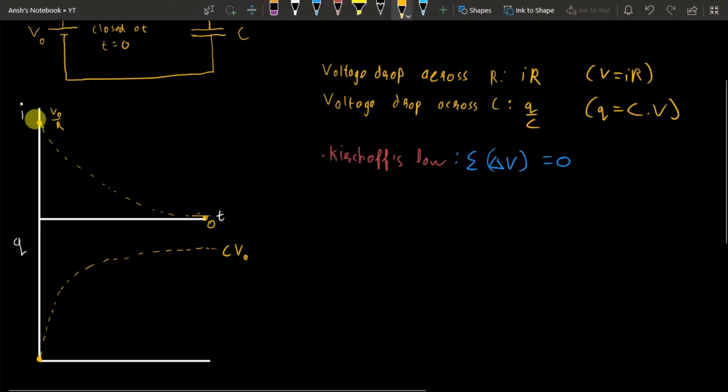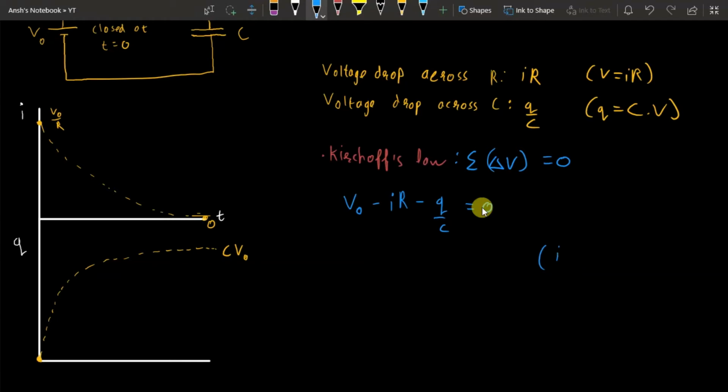But let's try to find the equations of the evolution of current and charge with time. As I said, we have to solve Kirchhoff's law for that. So we substitute the values of the potential drop across the battery as V naught, minus the potential drop across the resistor as minus IR, minus the potential drop across the capacitance as Q over C, equal to 0. We have to solve this further. Here we'll use one identity that we know, which is that the current flowing in the circuit is equal to the rate of change of charge with respect to time.